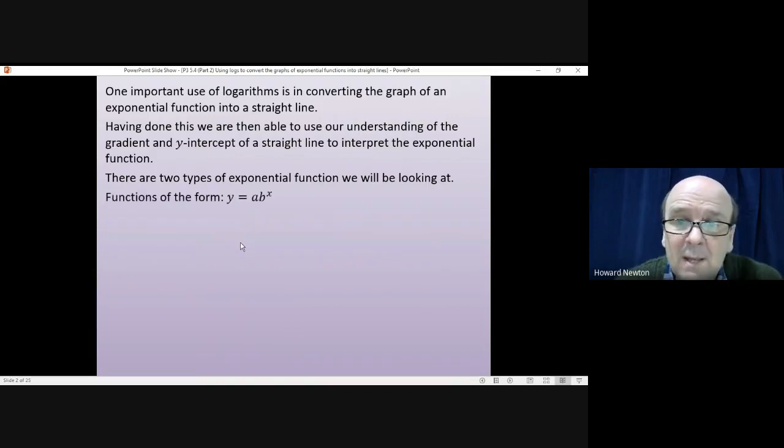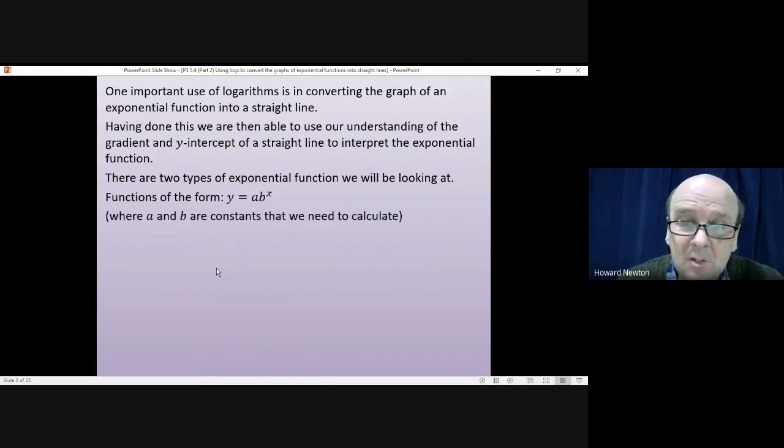functions of the form y equals ab to the power of x. And at first glance, that might look exactly the same as in the last lesson, but there is a crucial difference. x is the variable, and the variable is now the power in this exponential function, whereas previously we had ax to the power of b. a and b are constants that we need to calculate.